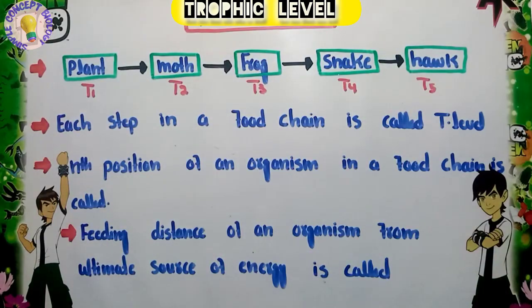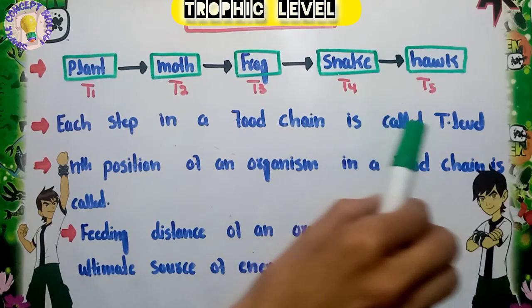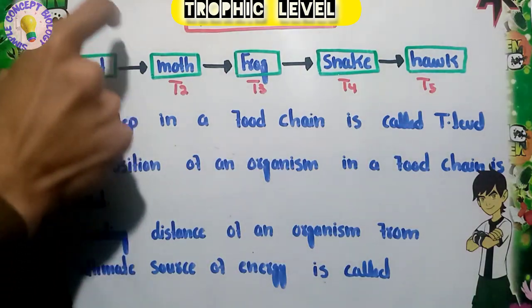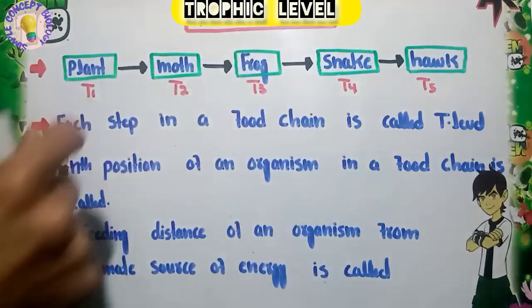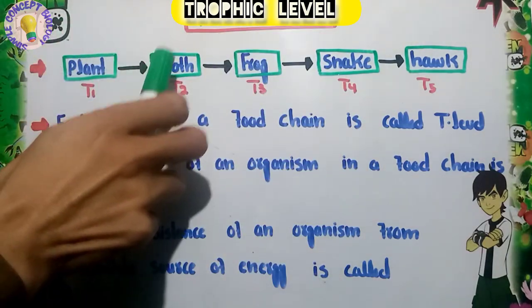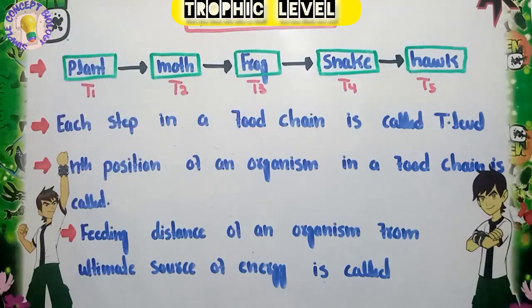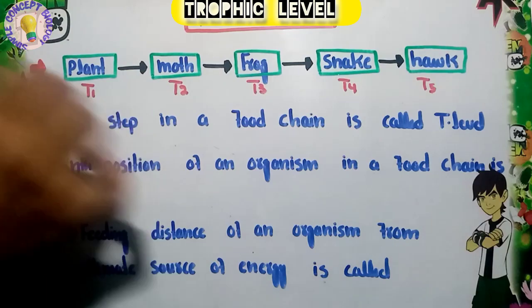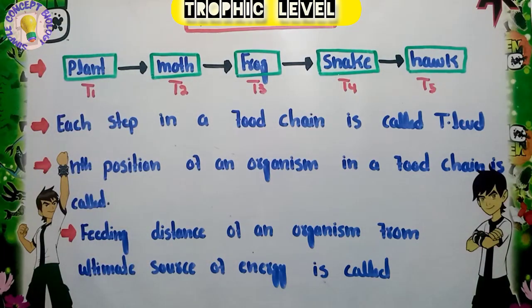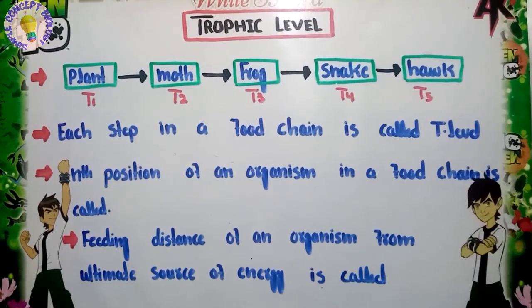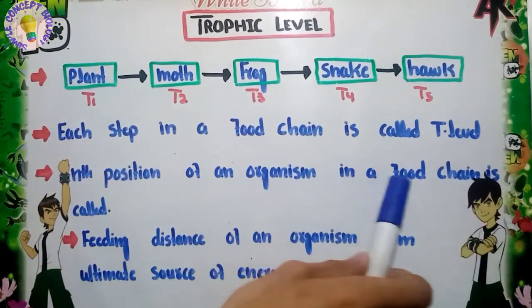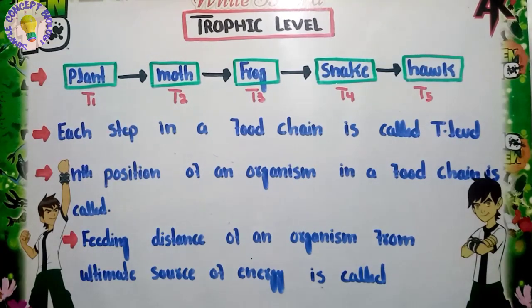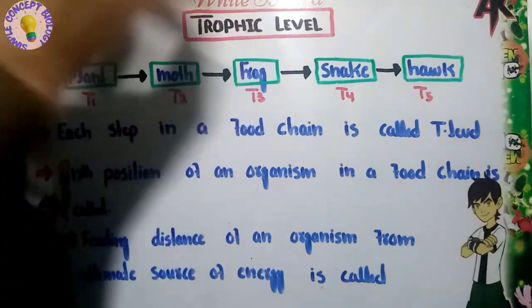Now you can see what the first definition says: each step in a food chain is called a trophic level. In the food chain, steps and organisms are involved. You can see there is one step, second, third, fourth, and fifth. So each step in a food chain is called a trophic level. This is the first definition. Now the second definition: the nth position of an organism in a food chain is also called the trophic level. Here nth means any position. Each position of an organism in a food chain is also known as the trophic level.